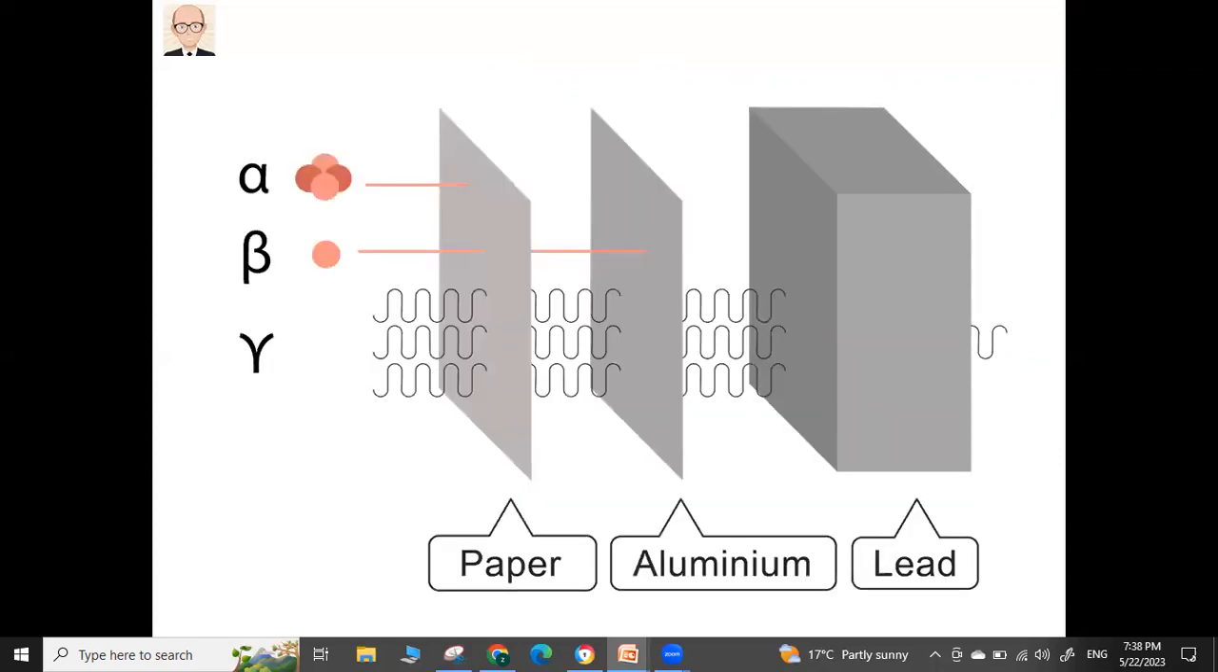So we have seen this property before. We said alpha particles can be stopped by paper, or they can just travel a few centimeters in air. Beta particles are able to pass through paper, but will be stopped by a few millimeters of aluminum. And finally, gamma rays can pass through paper and aluminum, and in lead they couldn't be completely stopped, but just a small portion of gamma rays will be able to pass through very thick lead. So these are the penetration levels of alpha, beta, and gamma rays.